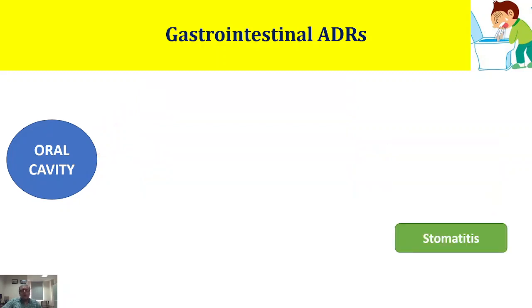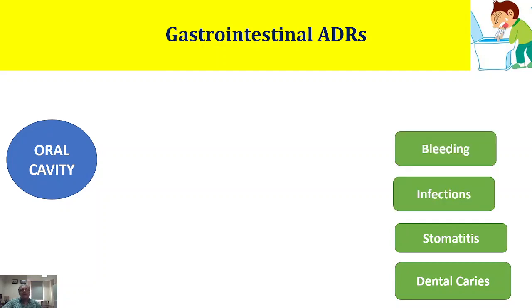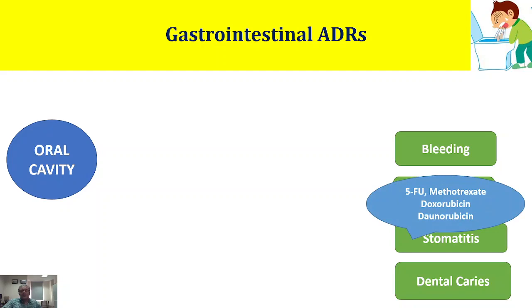Okay, so additionally, stomatitis and dental caries because of the xerostomia is also there. So to summarize, there are 4 common adverse events related to the oral cavity: bleeding, infections, stomatitis and dental caries. Now this stomatitis is most common with 5-fluorouracil, methotrexate, doxorubicin and daunorubicin.